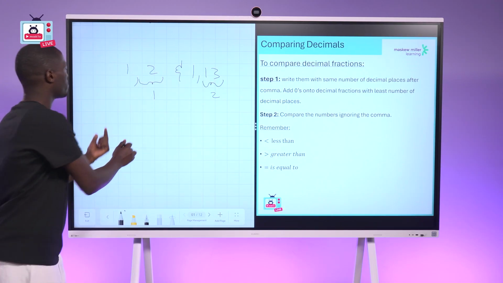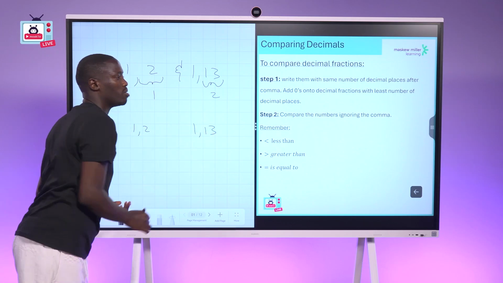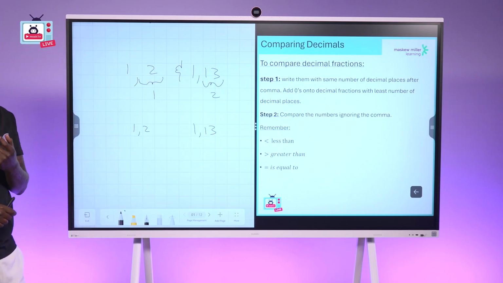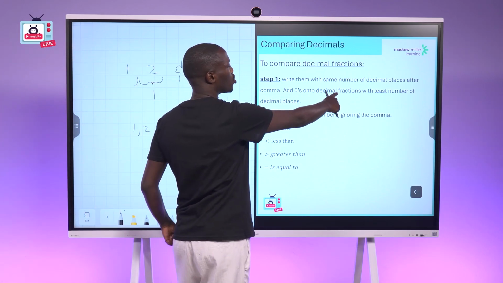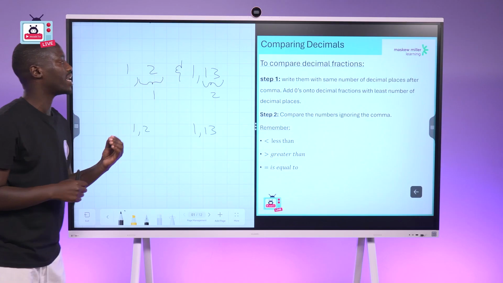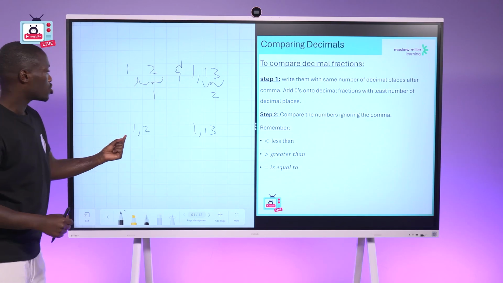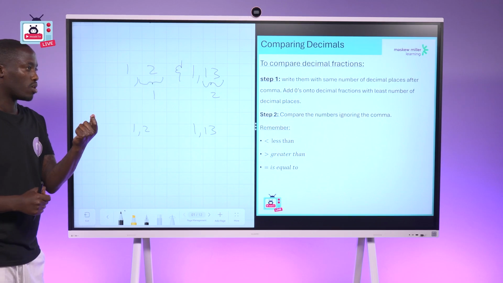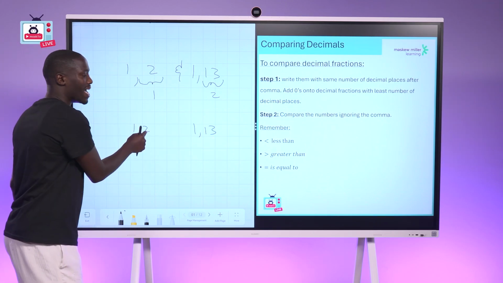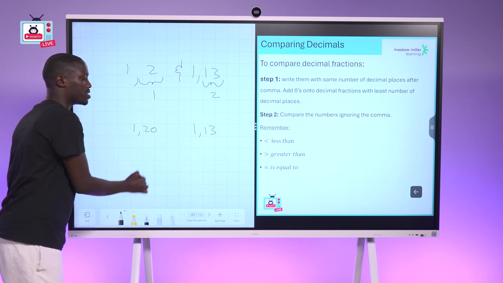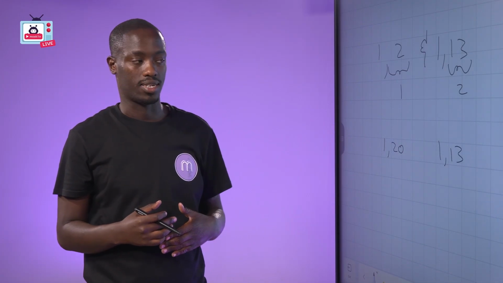But how do I make 1,2 have the same number of decimal places as 1,13? What we do is, we add zeros onto the decimal fraction with the least number of decimal places. So the least number means the smallest number of decimal places. Here I have 1, here I have 2. So that means I need to add a 0 on the right, at the end of the last decimal that I had.